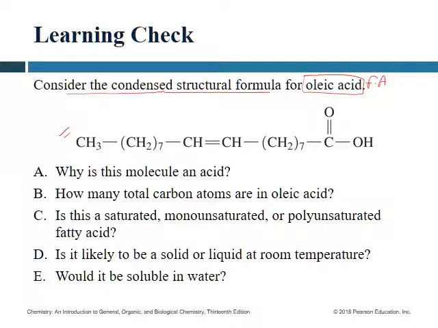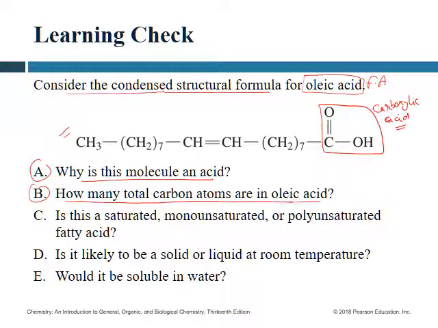The first question is asking why this molecule is an acid. Because of the presence of a carboxylic acid at the end, right? This is a carboxylic acid group, and because of the presence of the carboxylic acid, this molecule is an acid. B is how many total carbon atoms are present in this oleic acid fatty acid. You have 1, 7, 8, 9, 10, and 17, and 18. So you have a total of 18 carbons in this molecule.